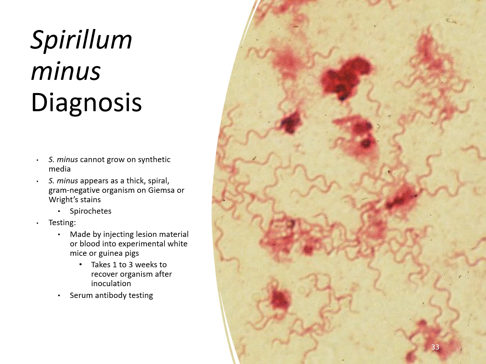So in order to detect this organism, it requires a little bit of an inhumane method where you use mice or guinea pigs, inject them with this organism, and then test that actual animal looking for these spirochetes. That would be a very long culture, because it can take 1 to 3 weeks to actually recover that organism from that animal. So the best test method for this would be a serum antibody test.